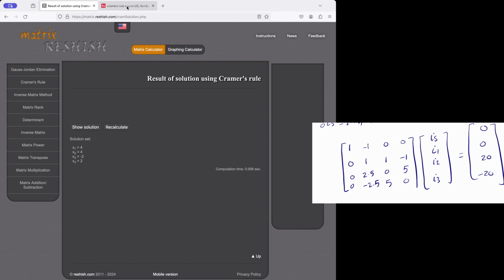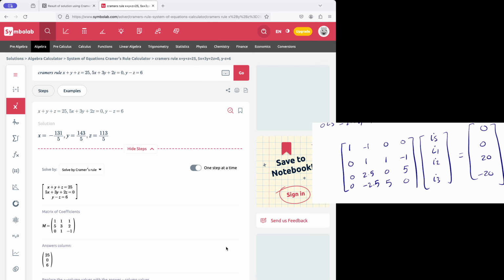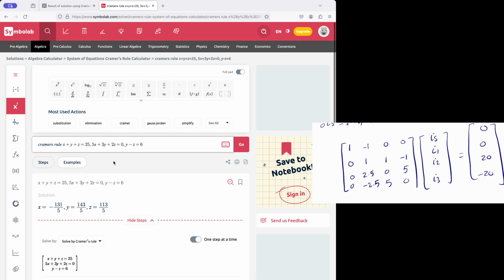Another software or website that you can use is Symbolab. I've used it on numerous occasions where I wanted the integral of something very quickly. You can use Cramer's rule. For example, you can go in here and say, I want Cramer's rule, but you won't be able to use I1 or IS and I2. You have to rename your variables into X, Y, Z, and W so that it can recognize them.